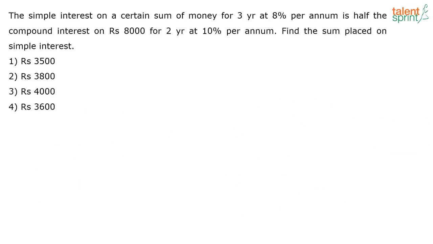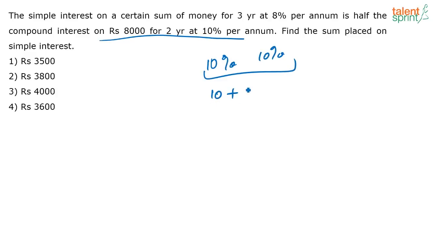Next one. The simple interest on a certain sum of money for 3 years at 8% per annum is half the compound interest on 8,000 for 2 years at 10% per annum. Find the sum placed in simple interest. First, let us find the compound interest for 8,000 rupees for 2 years at 10% per annum. The net percentage is 10 + 10 + (10 x 10)/100, using the concept of effective percentages, which is 21%.